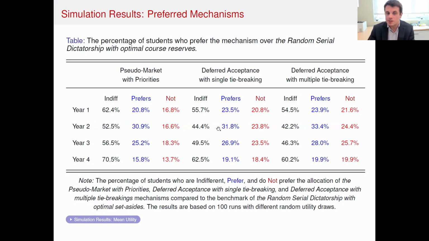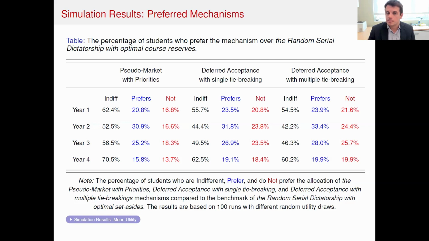23 compared to 20%, 31 compared to also around 31, 25, 27, right? So more. But also the number of students who prefer random serial dictatorship is much larger for deferred acceptance. Patrick, you have a question.